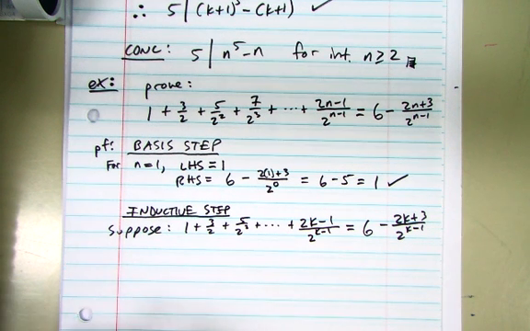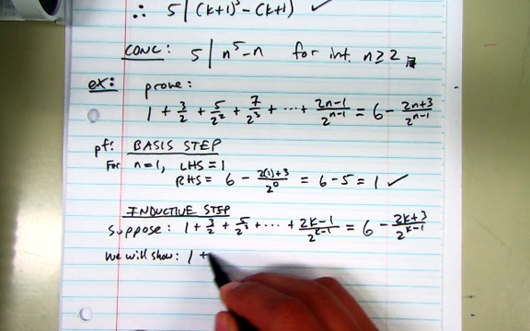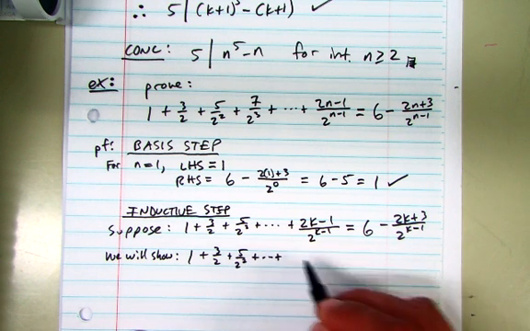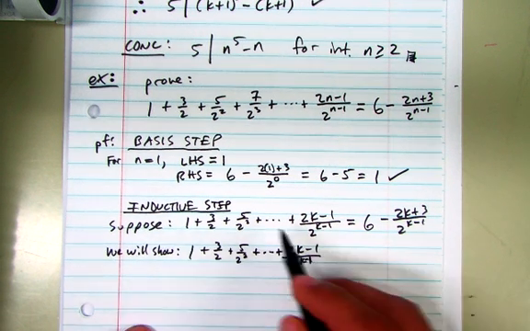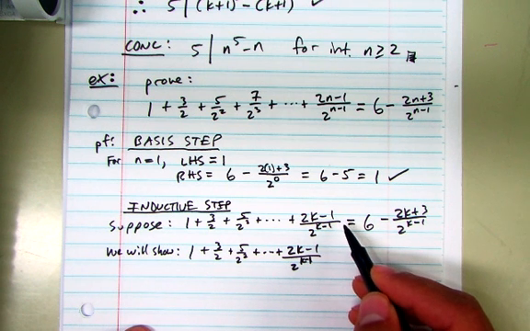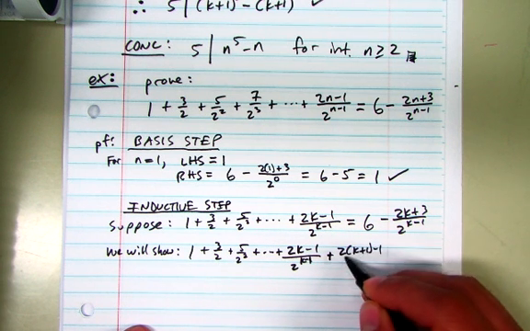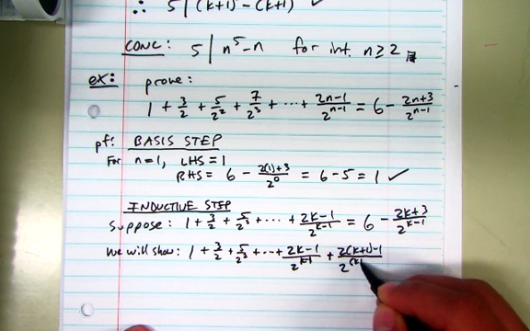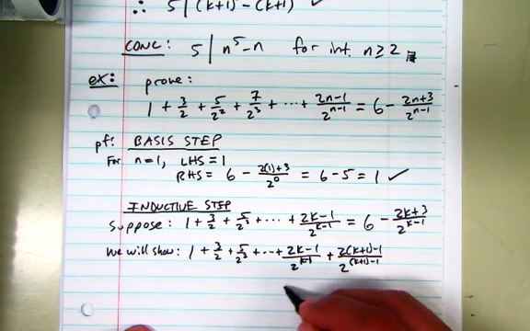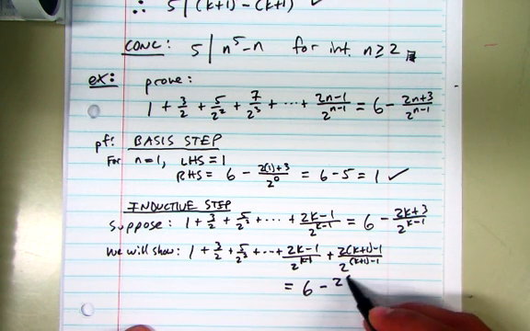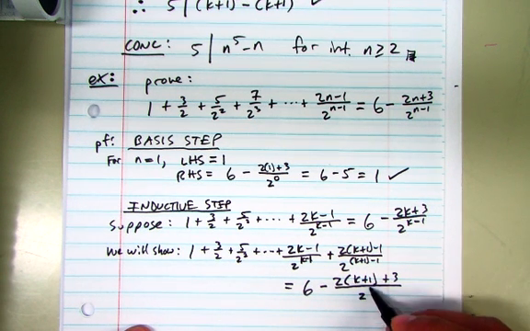And now here's where you got to plug k plus 1 in. So let's see. We will prove that 1 plus 3 over 2 plus 5 over 2 squared, etc. So I'm just copying what I have up here for the left-hand side, but now I have to add in the next term. The k's become k plus 1. And on the right-hand side, that'll be 6 minus 2 times the quantity k plus 1 plus 3 over 2 to the k plus 1 minus 1.